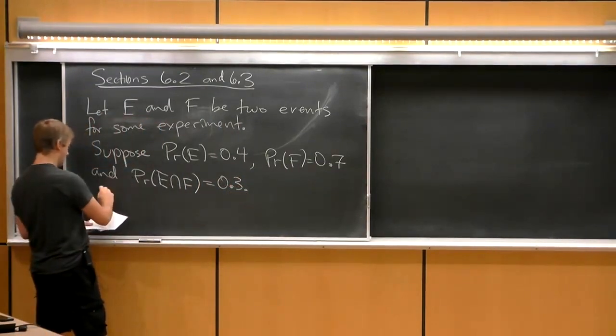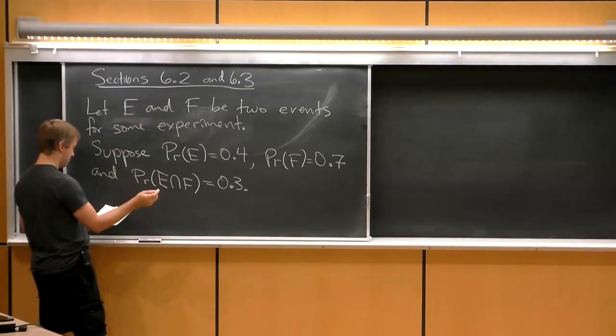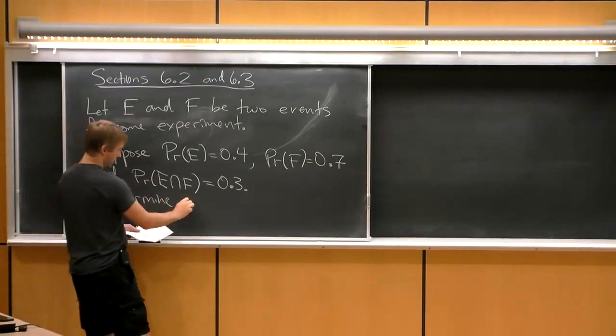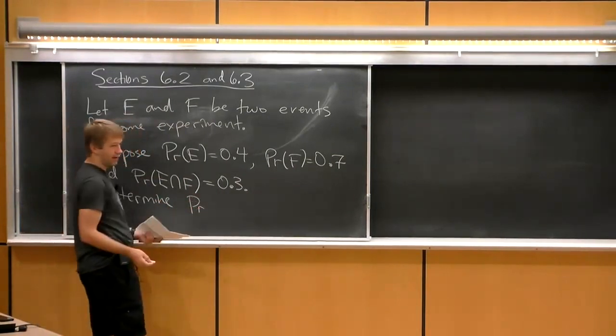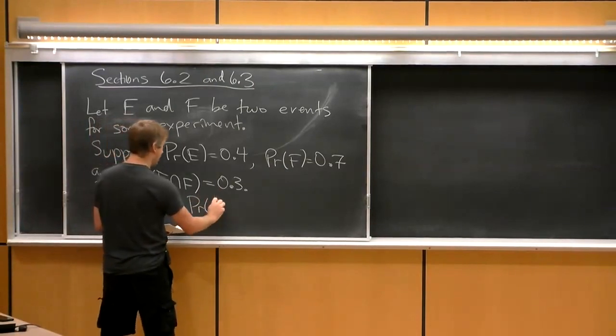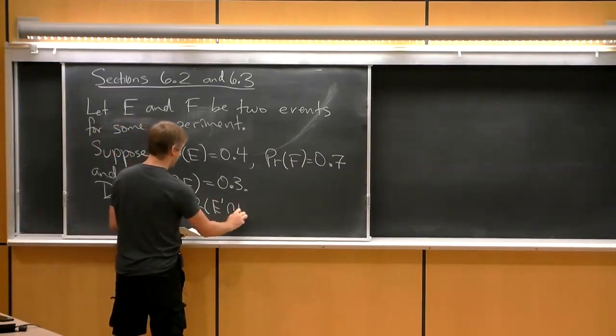So now my question is, determine, there's a million different variations I could give you, but let's write, determine the probability of E complement intersect F.